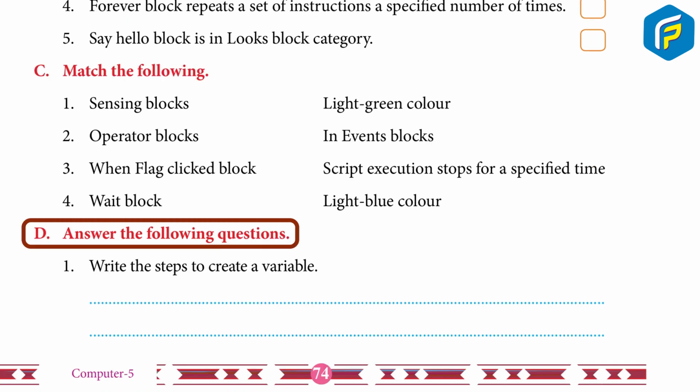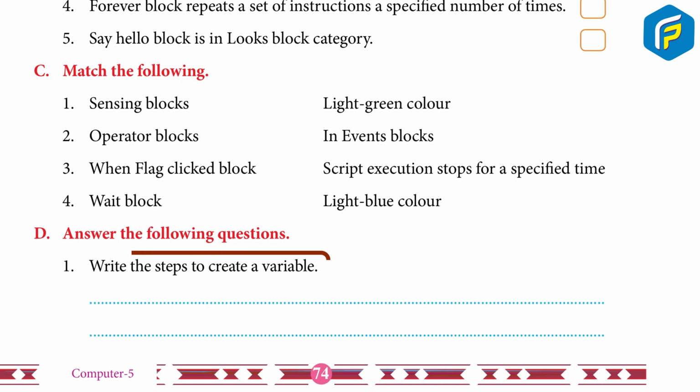D. Answer the following questions. 1. Write the steps to create a variable. Answer: user defined variable. Click the Create a Variable button in the Variable palette if the user wants to create his or her own variable with a different name. A form will show on the screen following the click on the Create a Variable button.